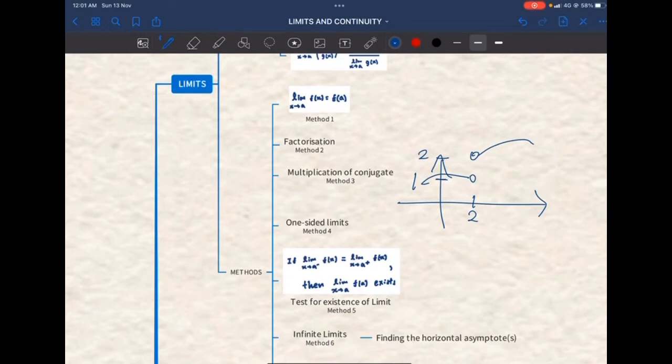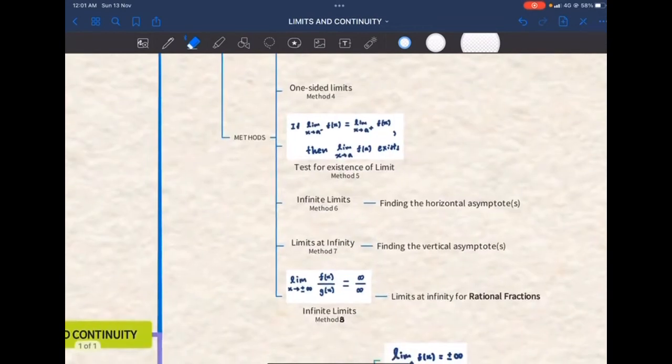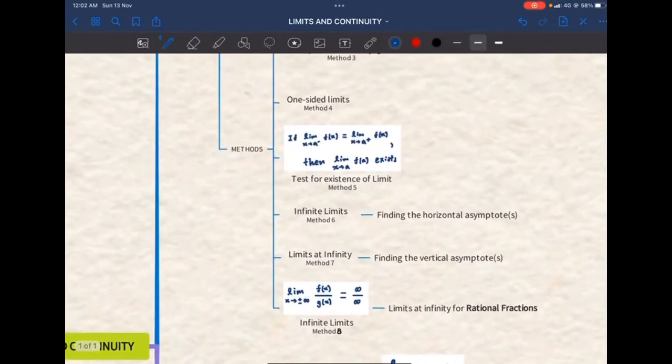So method 4 helps us find the one-sided limits, for example, limit x approaching 2 minus, from the left, f(x) is 1. So this is method 4. Now I'm going to explain method 5. Method 5 is more or less like method 4, but for method 5 we're going to test the existence of limits by finding the limits of x approaching a value from the left and also from the right.